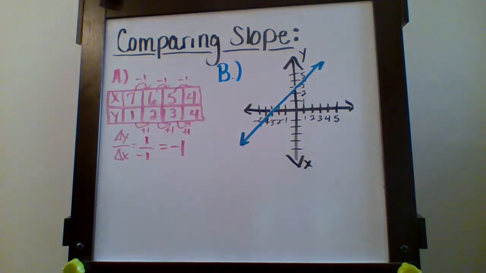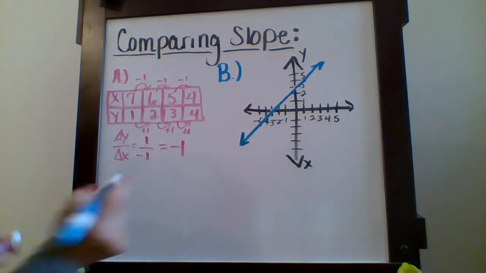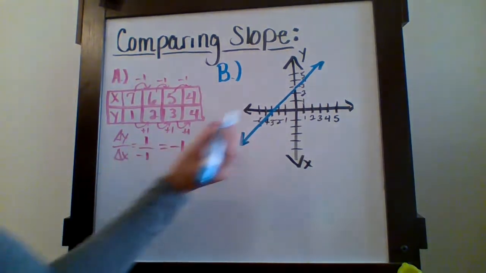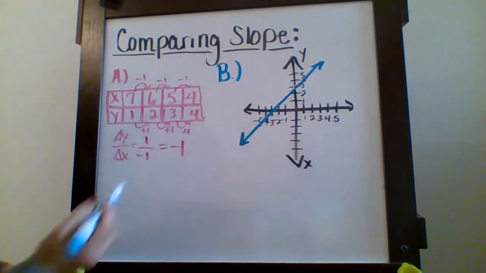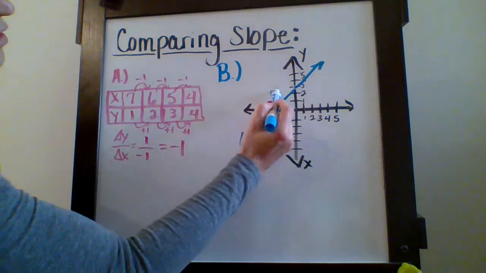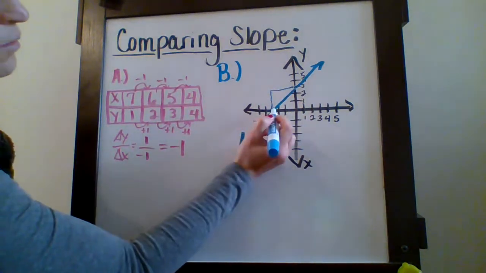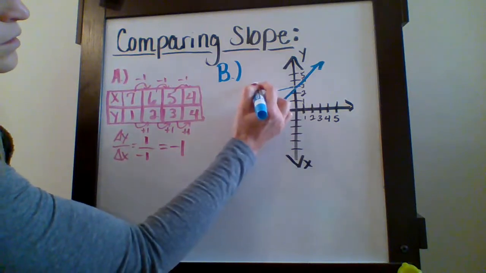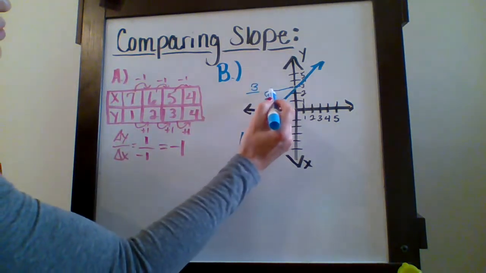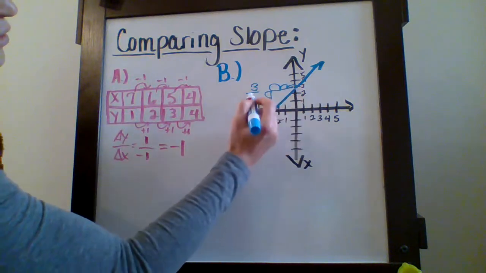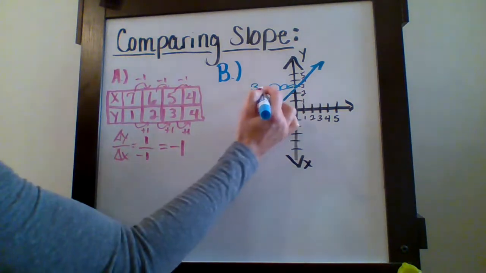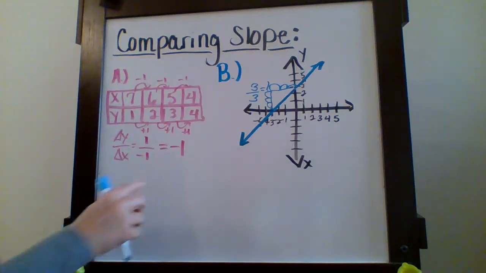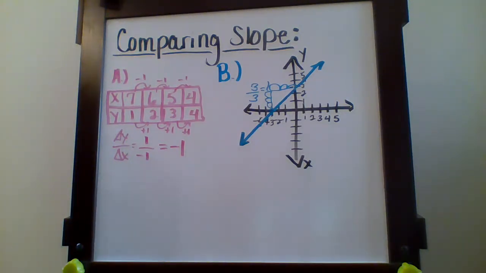If I look at my graph, I have some friendly points. Not sure if you can see them, but right here at negative 3 and positive 3. So we can draw our triangle. And I went up 1, 2, 3. And I went over 1, 2, 3. And 3 over 3 is equivalent to 1. So now I have a slope of negative 1 and a slope of 1.